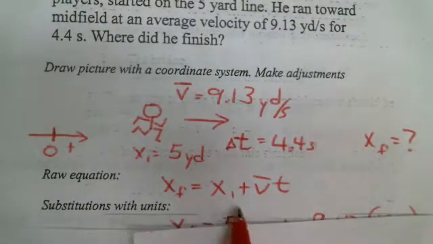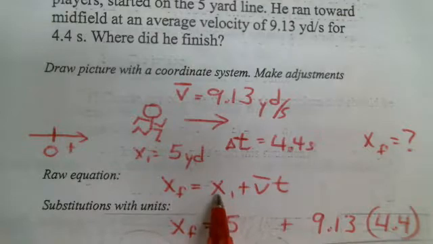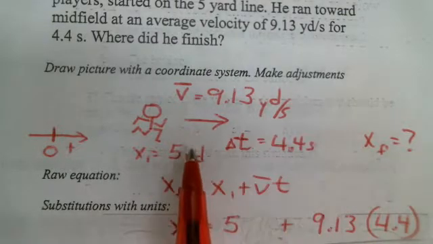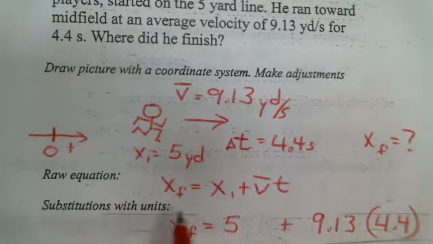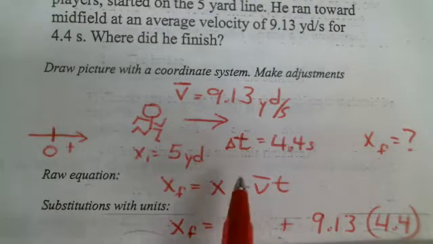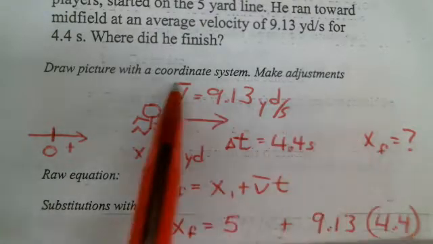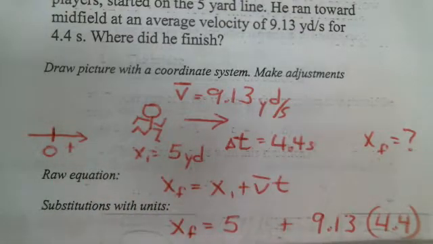So now that I've chosen my equation, I substitute in the numbers. So the initial location we said was right here, 5. Now if you want to put in the 5 yards, you can. It says here with units, but I'm going to be more lax nowadays and say as long as you have checked your units up here to make sure that they are all compatible, then you don't have to have your units down here in your substitutions.